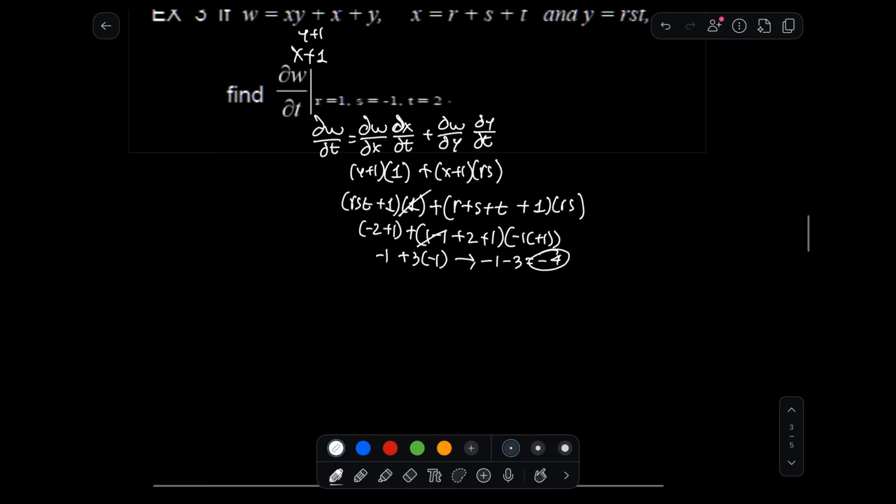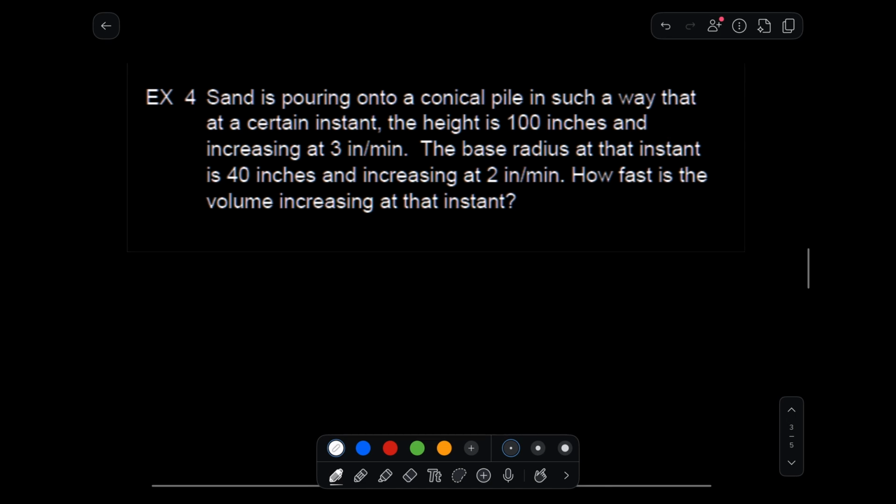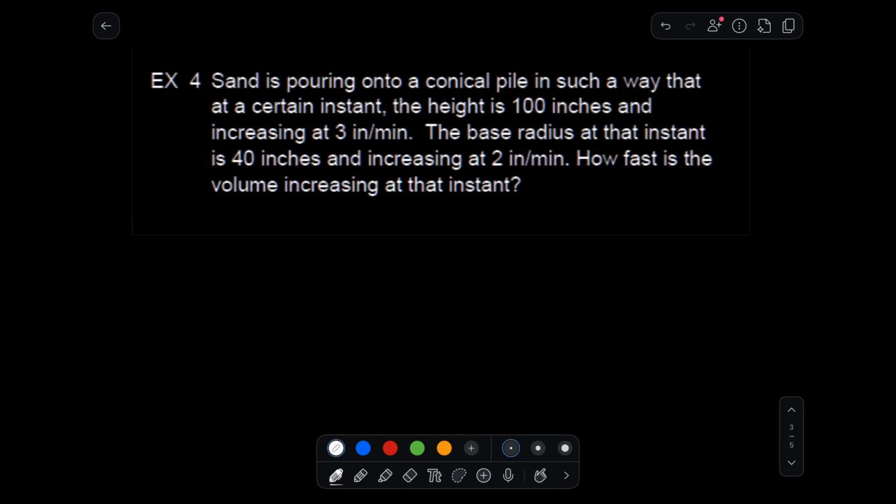Example 4 is going to go back to related rates from Calculus 1. It might be a topic that a lot of people don't like. I personally enjoyed it a little bit. It required me to think more out of the box.